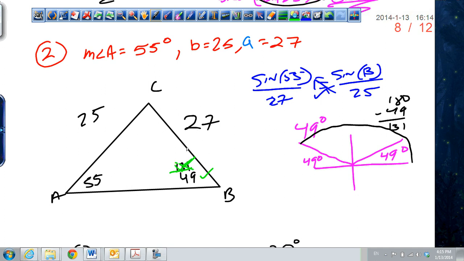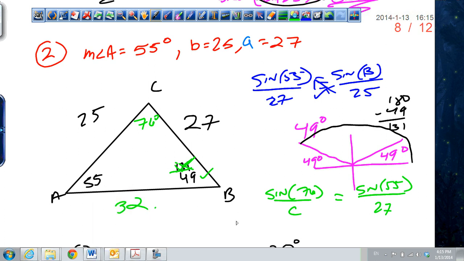It's not 131. So we've got 55 and 49, so that helps me figure out that my other angle is 76, I think. And then we could figure out what C is by doing, maybe, the law of sines. So sine of 76 over, I don't know it, and then sine of 55 over 27. Cross multiply and divide, and we get 32. And then, whenever we're trying to find the side of something, be sure that we are not doing the inverse. We're just doing straight up normal sine.